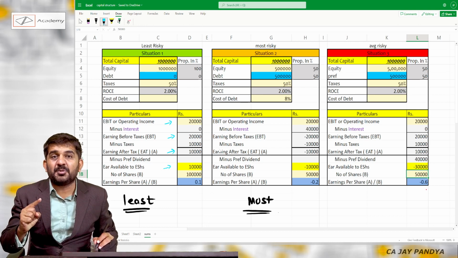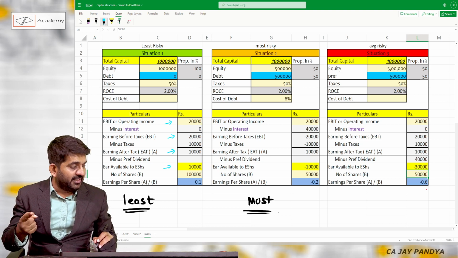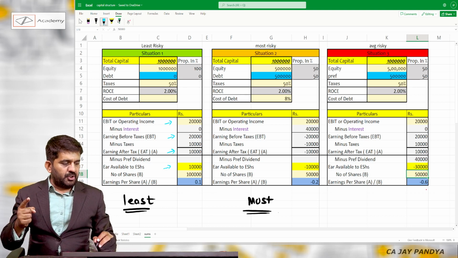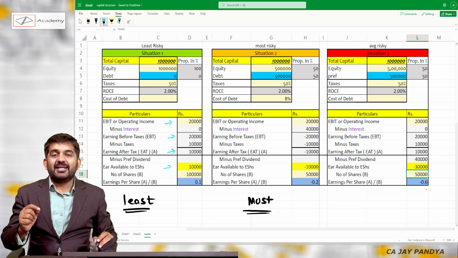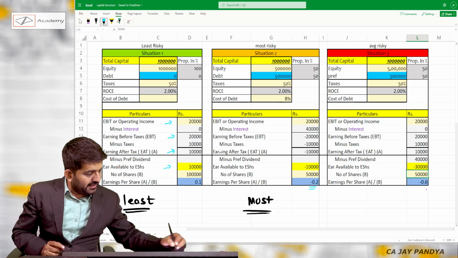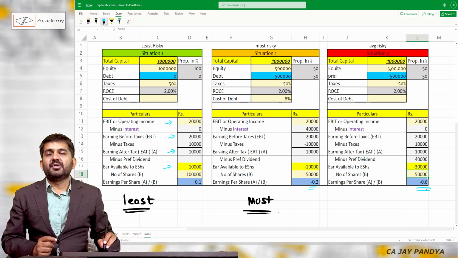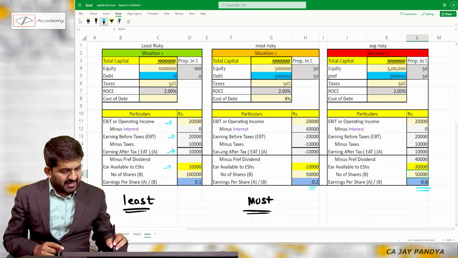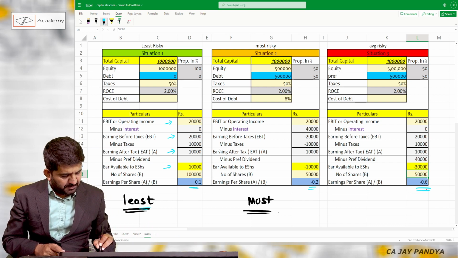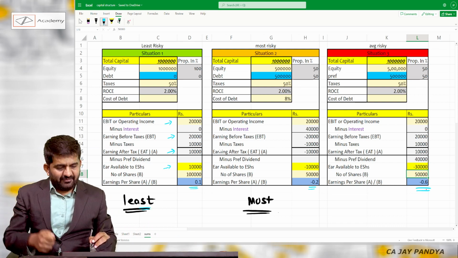But in option number 2 and option number 3, the answer of EPS is negative. So which is the best plan? The best plan is the least risky plan.